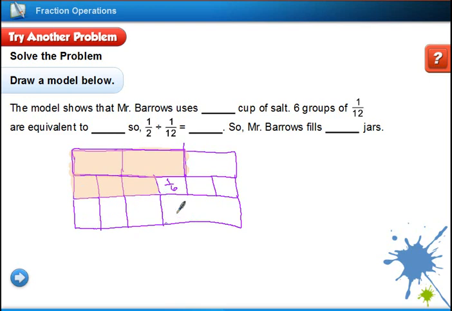Well, if these are in sixths, how do I go from sixths to 12ths? Exactly, we're going to divide it in half again. So these should be 12ths. Let's check. 1, 2, 3, 4, 5, 6, 7, 8, 9, 10, 11, 12. There's 12ths. So now again, we're only going up to this point.